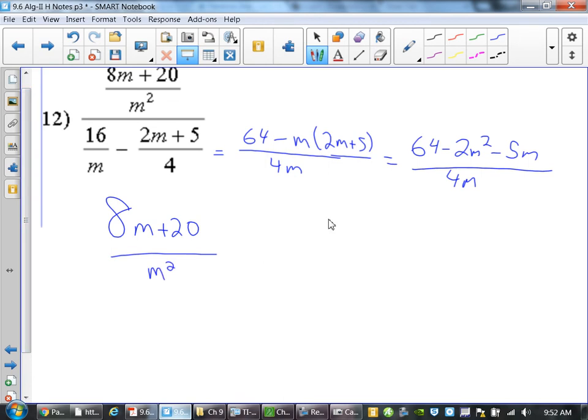What I'm going to do now is just flip this, multiply by the reciprocal, because it's fraction divided by fraction. And I'm just going to rewrite in descending, so we have negative 2m squared minus 5m plus 64. Okay. And what simplifies? 1m. Okay.